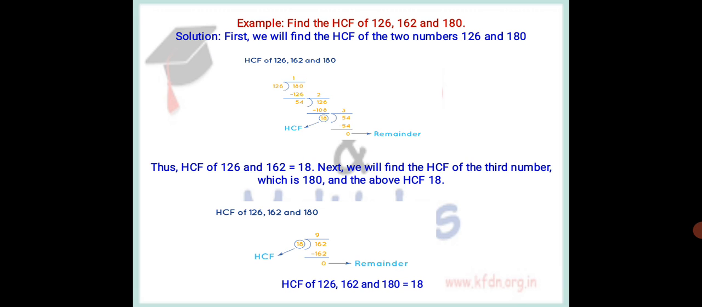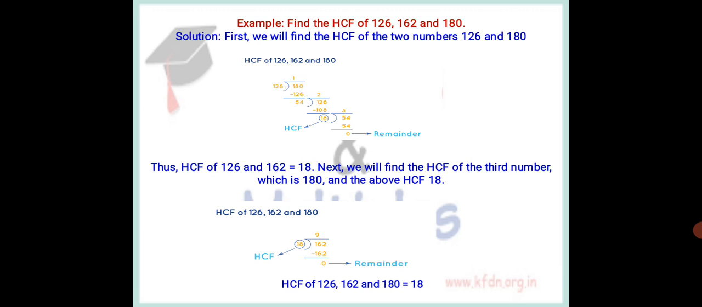Now I will discuss with you one example when three numbers are there and we have to find the highest common factor among these three numbers. Example: three numbers are available with me: 126, 162 and 180. Solution. First we will find the HCF of two numbers. First, consider two numbers among these three. We are considering two numbers 126 and 180.